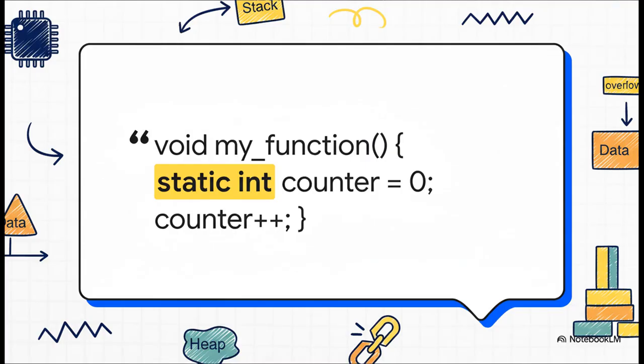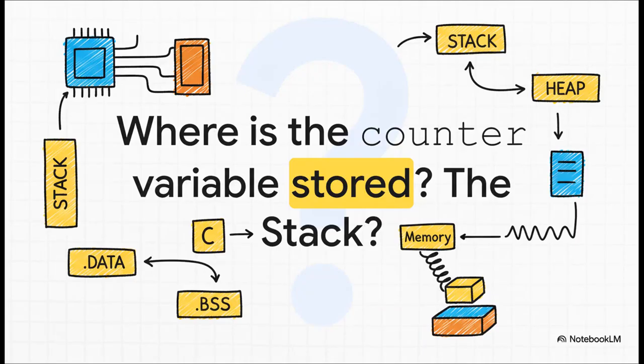So they might show you a little piece of code, something that looks super innocent, just like this. It's just a function with a simple counter. Now, you just finished talking about how local variables live on the stack, right? Well, they're setting a trap. And there's the question. So where is this counter variable stored? Your first thought is probably the stack, right? I mean, it's declared inside a function. But look really, really closely at that one little keyword in front of it.